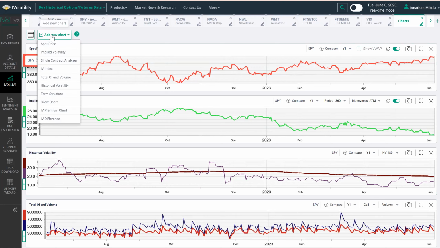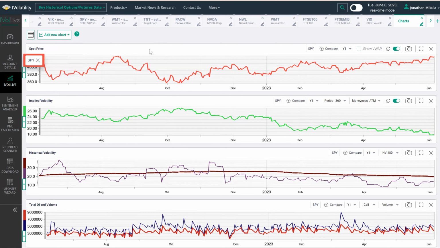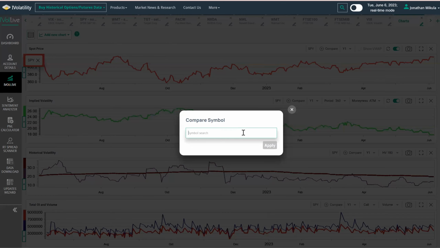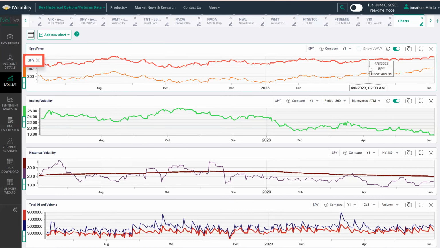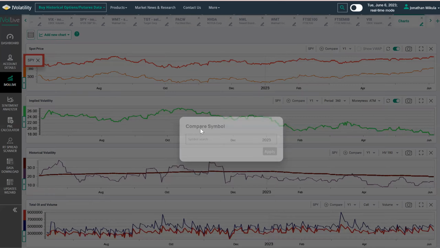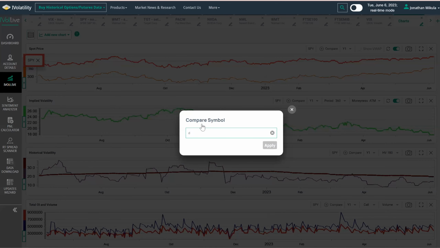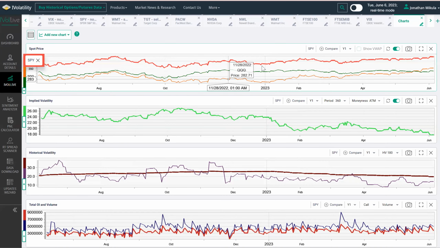And so what you can do is you can add up to 8 charts on any one tab. So think about this in terms of 8s. You can add up to 8 charts in any one tab, and you can also add up to 8 inputs onto any one chart. So for an example, if I wanted to compare the NASDAQ to the S&P, I can do that. There's the NASDAQ. And if I wanted to compare the Dow Jones to the NASDAQ and the S&P, I could do that. So now I have all 3 indices on this one spot price chart, which is great.